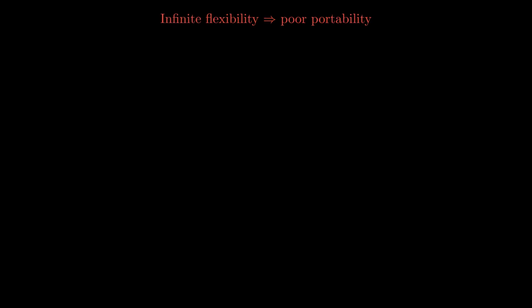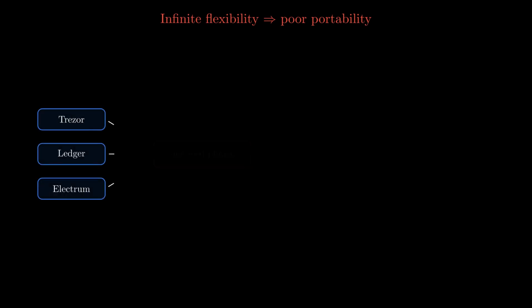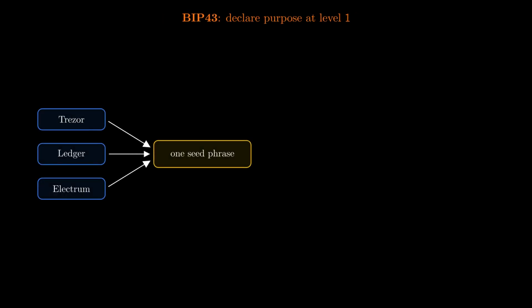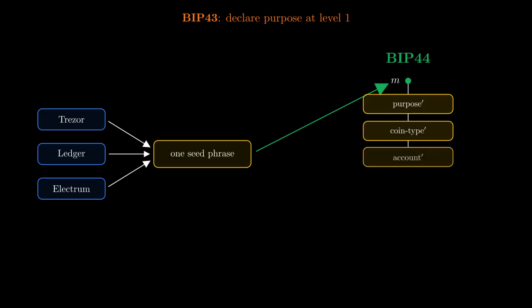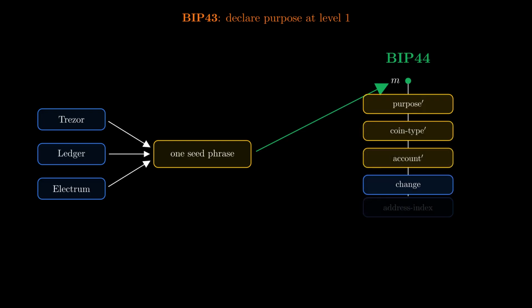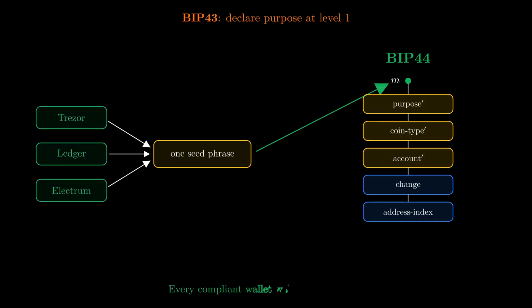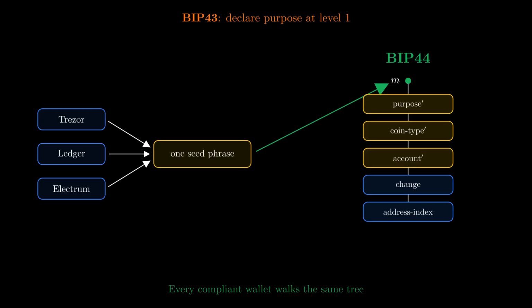Infinite flexibility is terrible for portability. If every wallet laid out its tree differently, Gabriel couldn't move his seed from Trezor to Ledger to Electrum. BIP43 solves this by using the first hardened level to declare the tree's purpose. BIP44 then defines the standard layout for multi-coin HD wallets, 5 fixed levels: purpose prime, coin type prime, account prime, change, address index. Every compliant wallet walks the same tree, so one seed phrase works everywhere. BIP just means Bitcoin Improvement Proposal, a numbered standard.